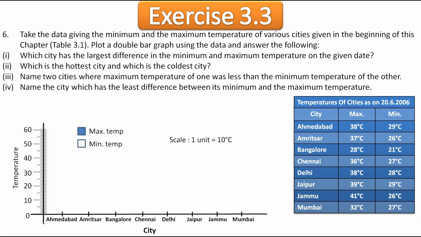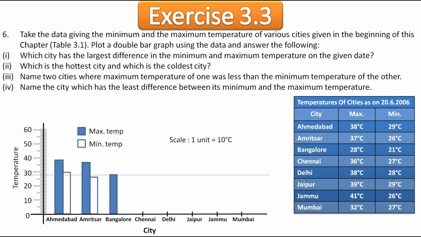Now in the city Ahmedabad, the maximum temperature is 38 degrees centigrade and the minimum is 29 degrees centigrade. In Amritsar, the maximum is 37 and the minimum is 26 degrees centigrade. In Bangalore, 28 degrees centigrade is the maximum and 21 is the minimum. In Chennai, 36 is the maximum and 27 is the minimum. In Delhi, 38 is the maximum and 28 is the minimum.